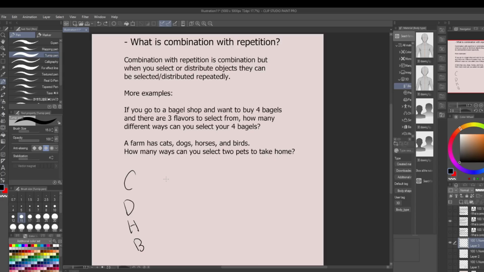It means that there are multiple, which means you can probably repeat them, which helps us identify that there is repetition and there is no order needed, which identifies this as a combination with repetition problem.